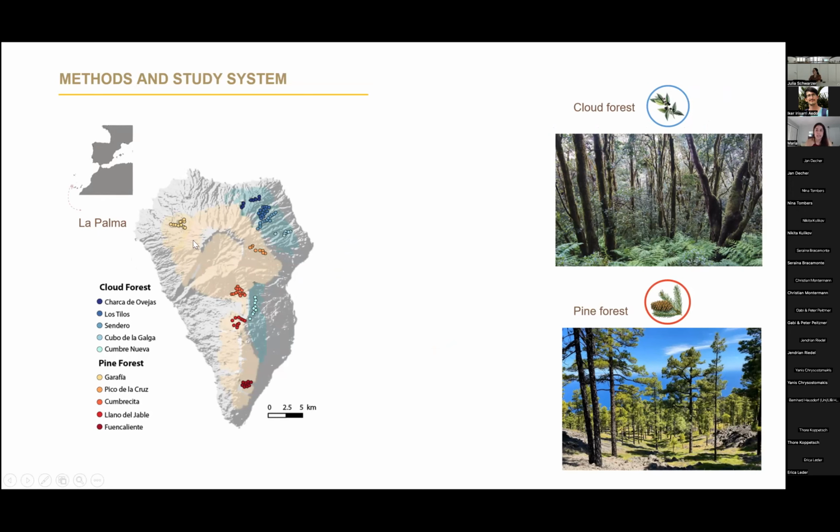Here we wanted to test if the common chaffinch, upon niche expansion to the pine forest, because it is only found in this particular area, showed signatures of local adaptation that we could detect upon this habitat shift. So we sampled 5 populations per habitat. Here in the map, we can see the distribution of those populations. The light orange area corresponds with the pine forest and the blue area with the cloud forest.